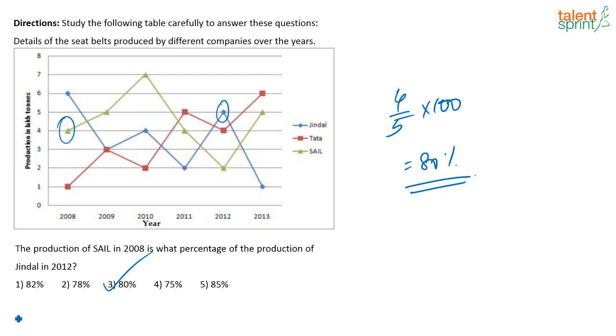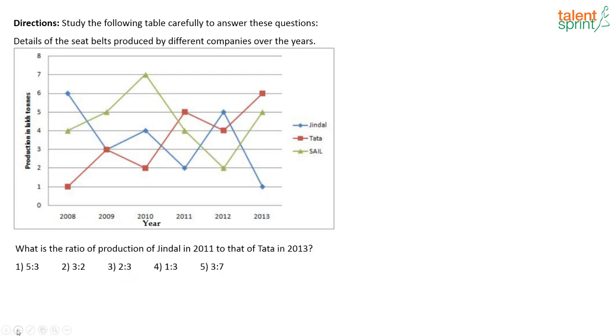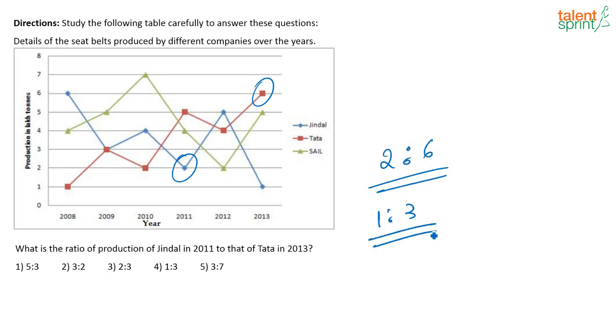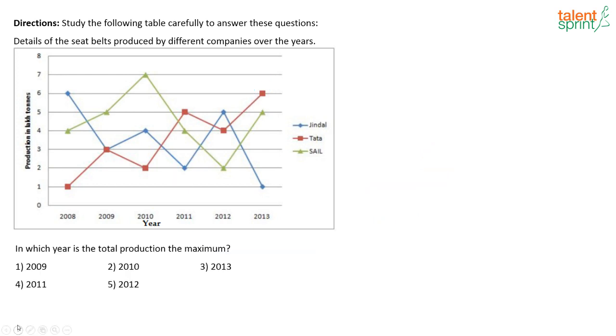A very easy one. Next, what is the ratio of production of Jindal in 2011 to that of Tata in 2013? Here I have 2, here I have 6. So ratio is 2 is to 6, 1 is to 3. So if such a set comes in the mains examination, then you should be really lucky, and more than being lucky, you should get it completely correct. Yes, it's a mark scoring one, very, very easy one.